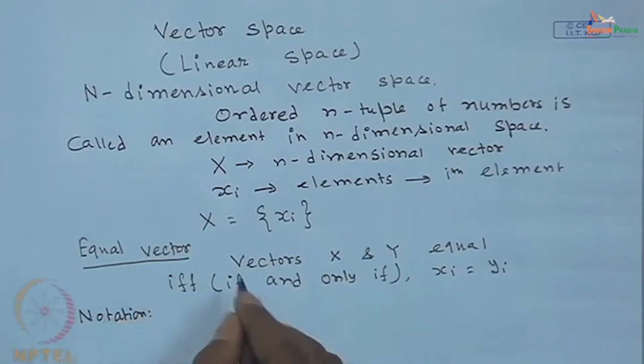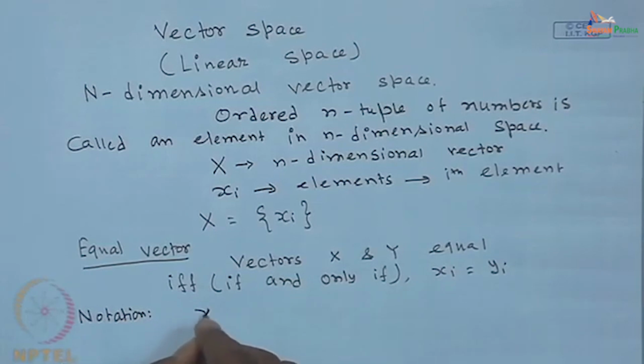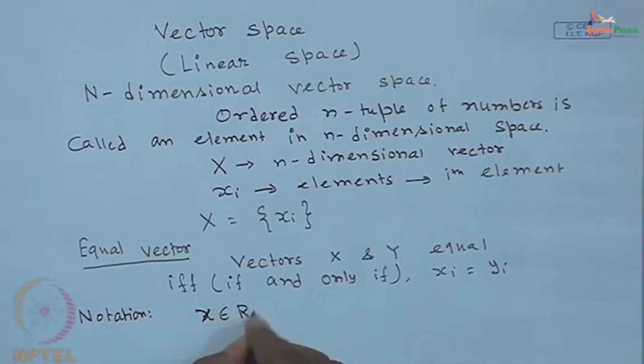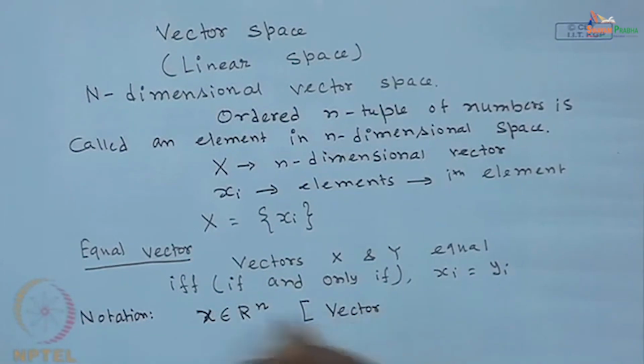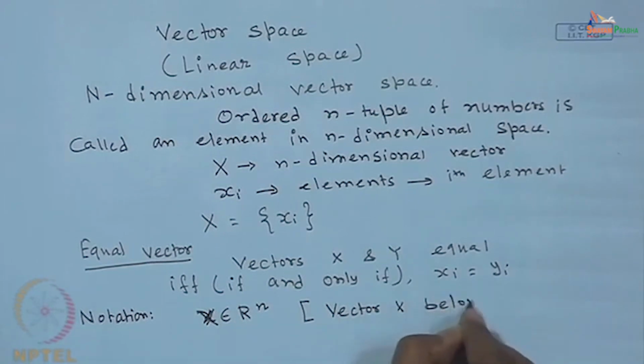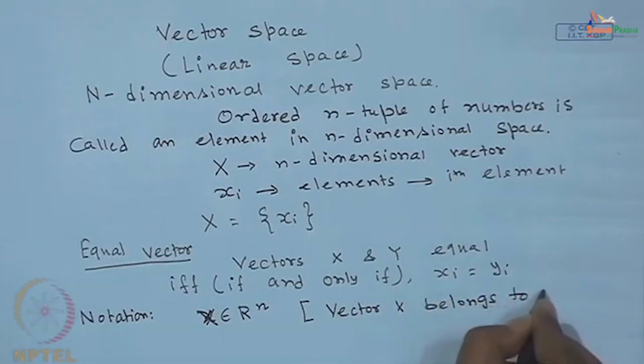Okay. Then we have another notation, x belongs to R raised to the power n. This simply means that vector x belongs to n-dimensional real space.